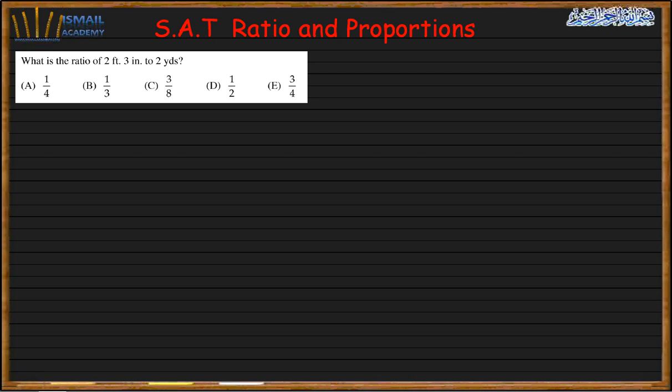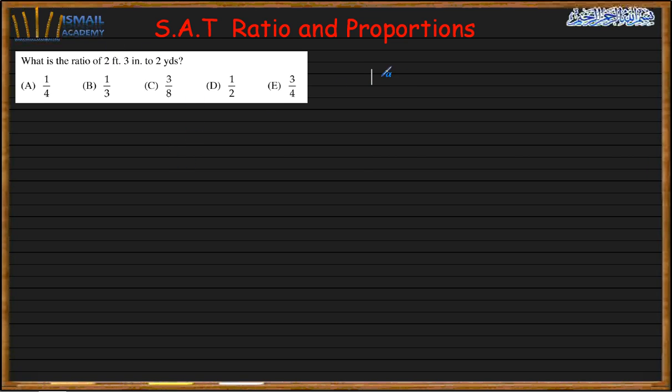Today we're going to do some questions about ratio and proportion. So let's start with the first question. What is the ratio of 2 feet 3 inches to 2 yards? First thing we need to convert both into a similar unit of measure. So we're going to convert both into inches.